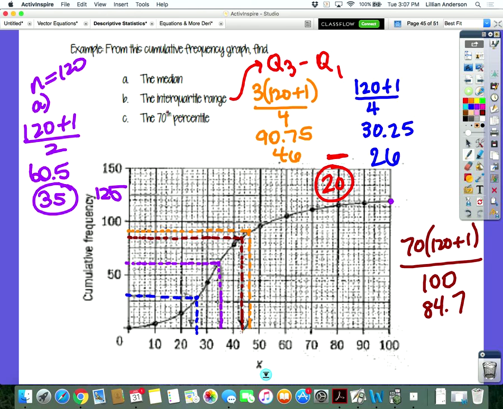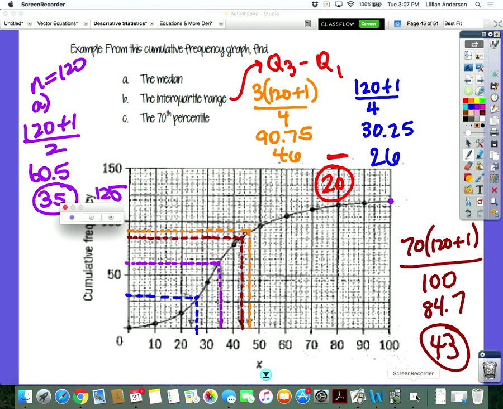To be in the 70th percentile, and let's just pretend these are scores, this one's not labeled, this is labeled X. Let's say these were scores. To be in the 70th percentile, you would need to have scored about, I would say, a 73. Sorry, a 43. Do you see how you go about finding data using a cumulative frequency curve? Are there any questions?